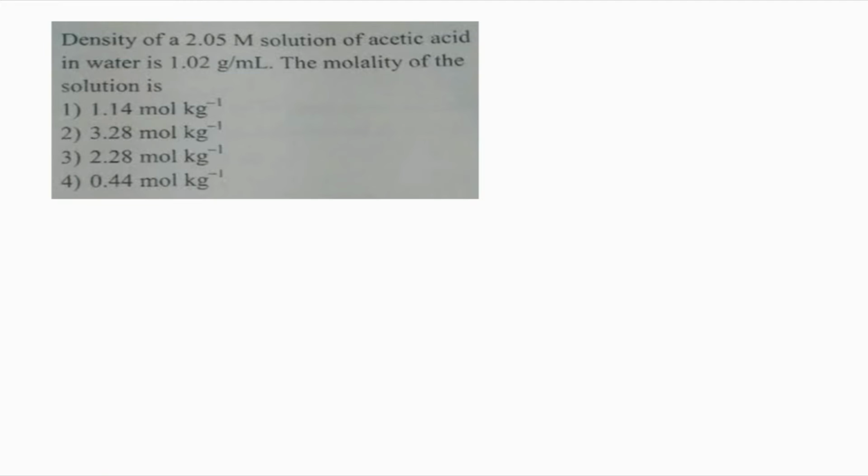Now see this question. Using our same shortcut method which we were discussing in the previous page, we are going to solve this problem. The density of a 2.05 molar solution of acetic acid in water is 1.02 gram per ml. What will be the molality of the solution, they are asking.